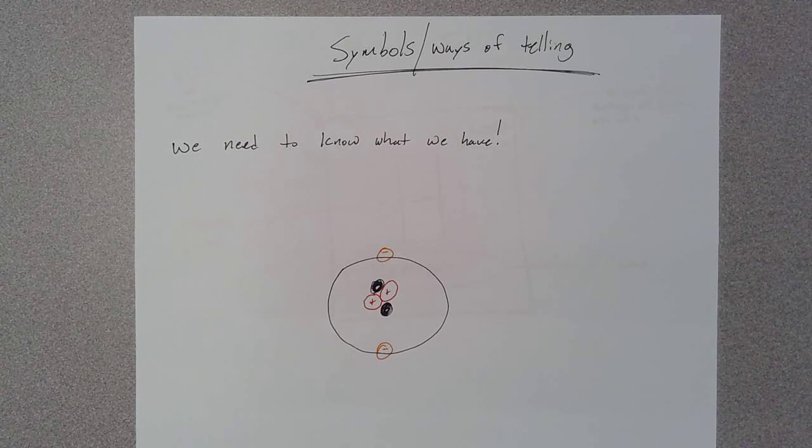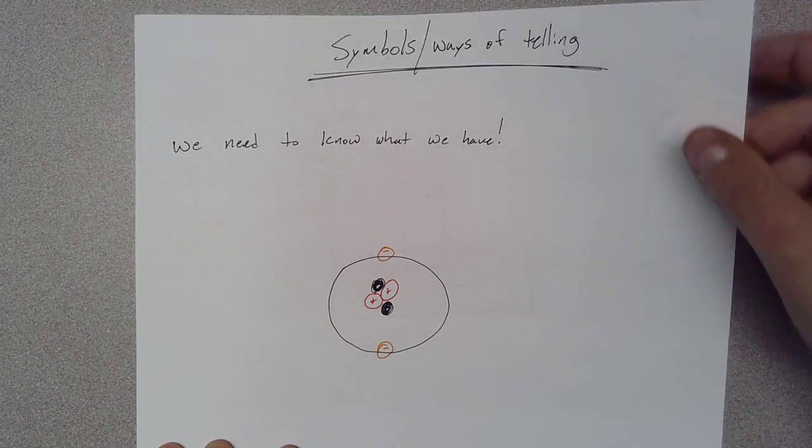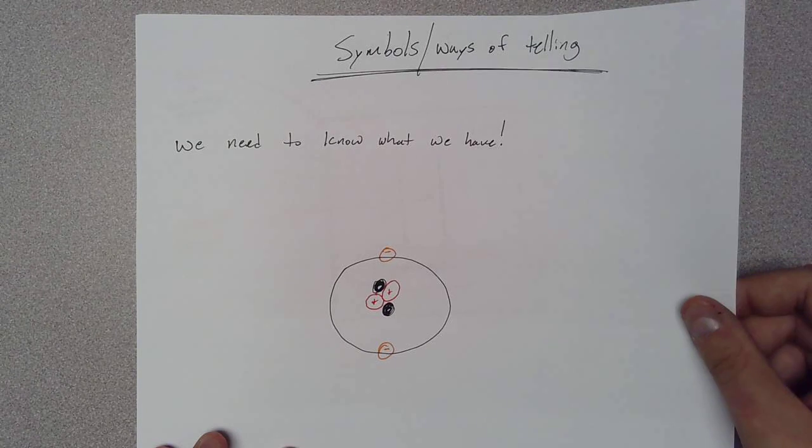So let's talk now about how we represent this stuff. We can talk about different ways of symbolically representing different types of atoms. I consider these ways of telling you what I have, because I need to know what I have. I need to know what isotope I have. I need to know what type of ion I have. I can use all of that information to give good feedback.